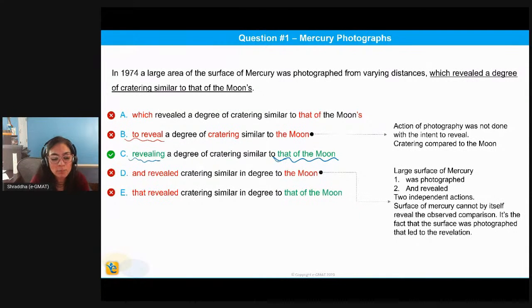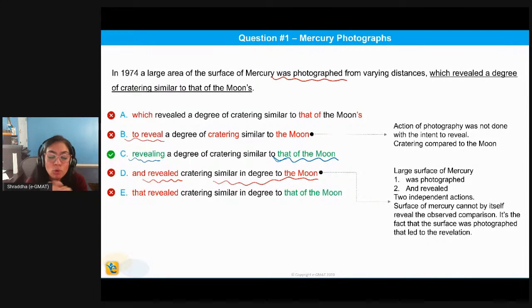Choice D is again incorrect, because we see the usage of "and revealed." With the usage of this "and revealed," the connection between the main action in the sentence and the action revealed is lost. So choice D is distorting the meaning of the sentence. This structural change in choice D, we saw in choice B as well. These structural changes distort the original intended meaning, and hence we can reject them on that basis. And of course, we have the same comparison error that we saw in choice B. The cratering has been compared with the moon and not with the cratering of the moon. So that's the problem.